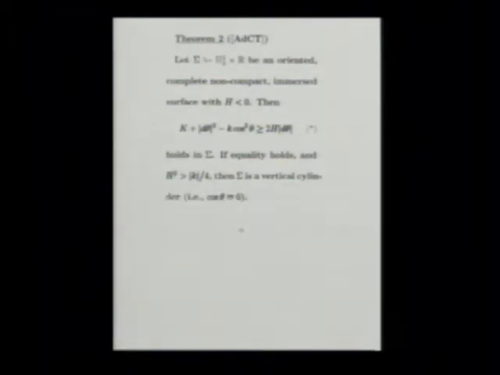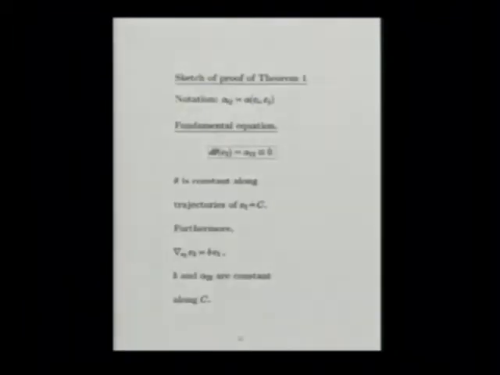This theorem I'm not going to talk about, so I might as well omit it. Otherwise, if I have time, I'll come back to it. Okay. Then I'll give a very short sketch of the proof of the theorem. From now on, I will use alpha ij to denote alpha in this canonical frame.